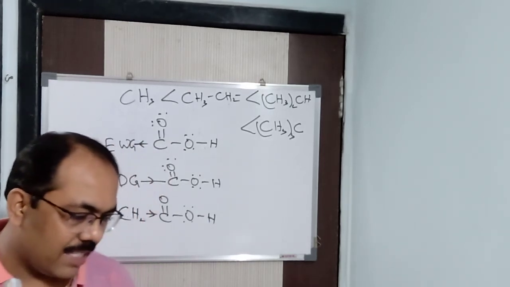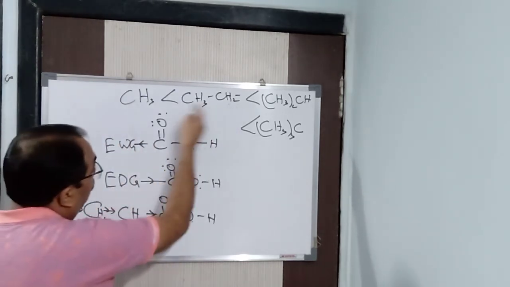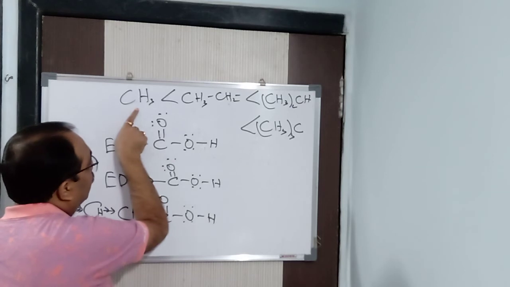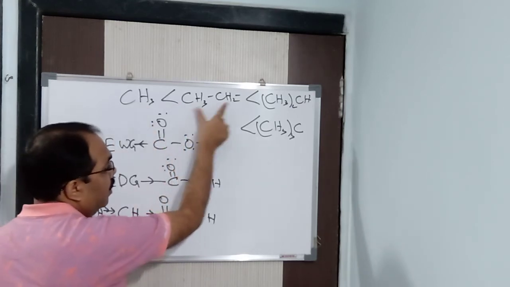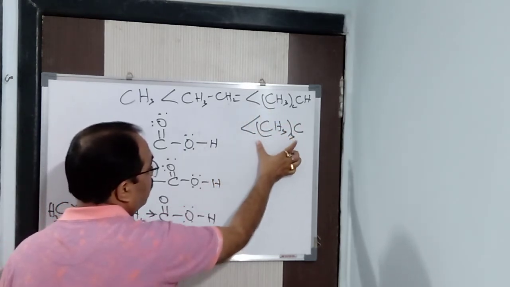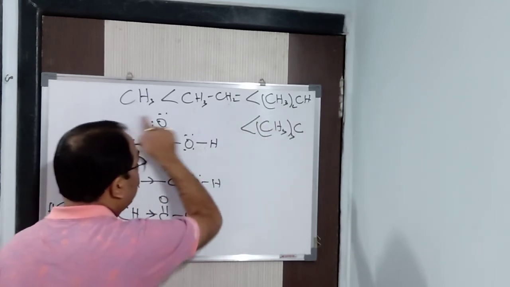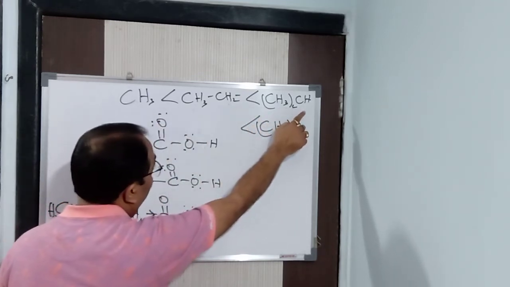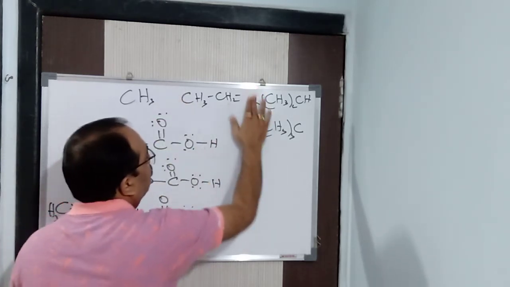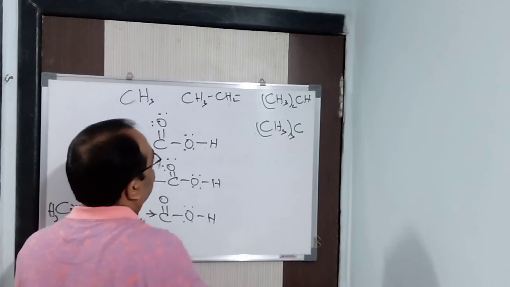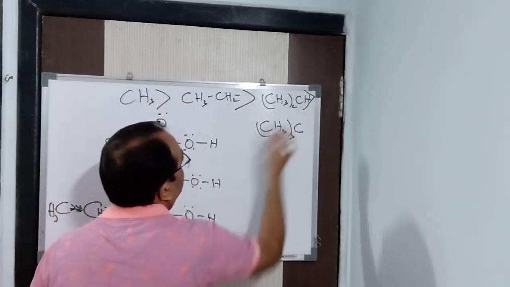But acidic character as a result increases in the other way. If this group is attached to COOH, it is more acidic. If this group is attached, it is less acidic. If this group is attached, the least acidic. Listen carefully. Plus I effect increases in this way, but acidic character, the sign is going to get reversed. Acidic character increases in this manner.